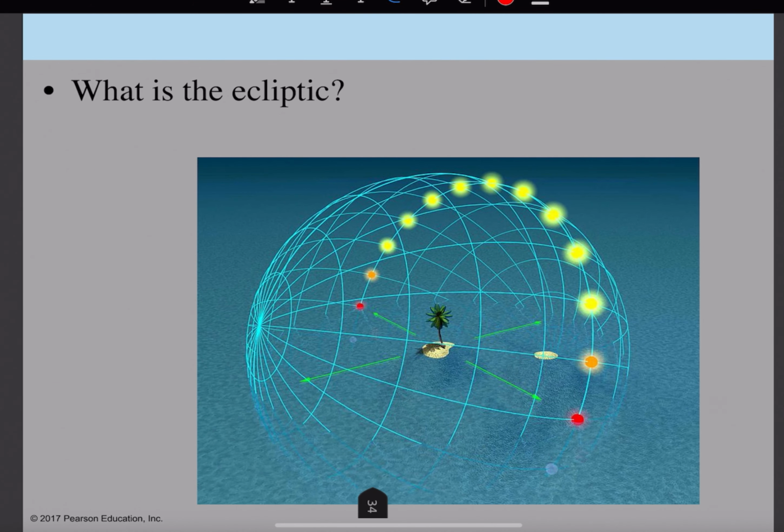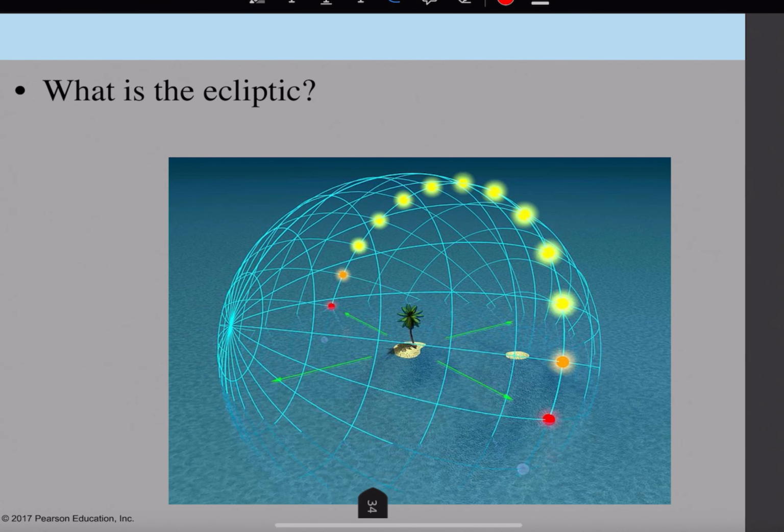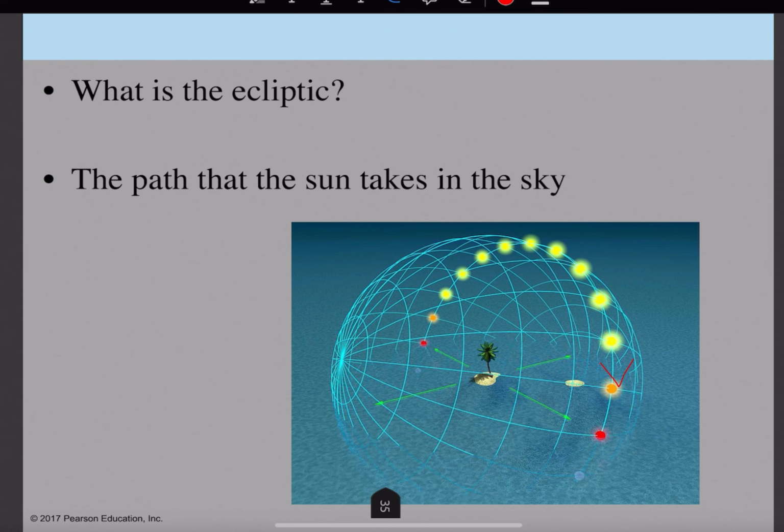Okay, next question. What is the ecliptic? So the picture is a hint. So the ecliptic is the path that the sun travels in the sky.